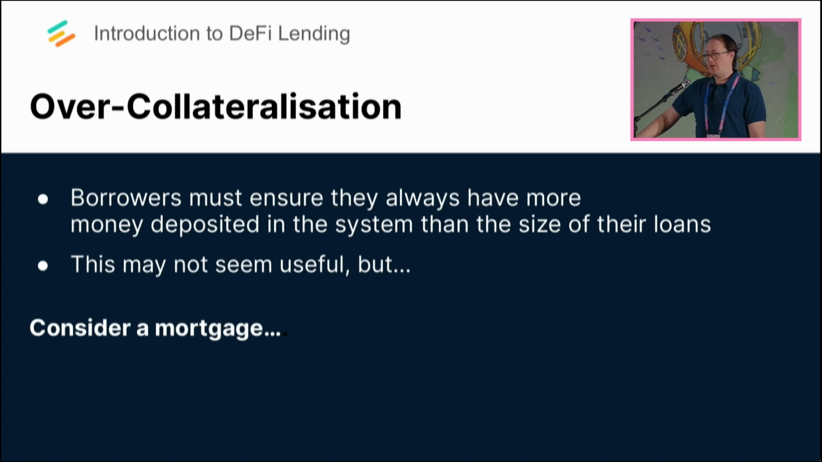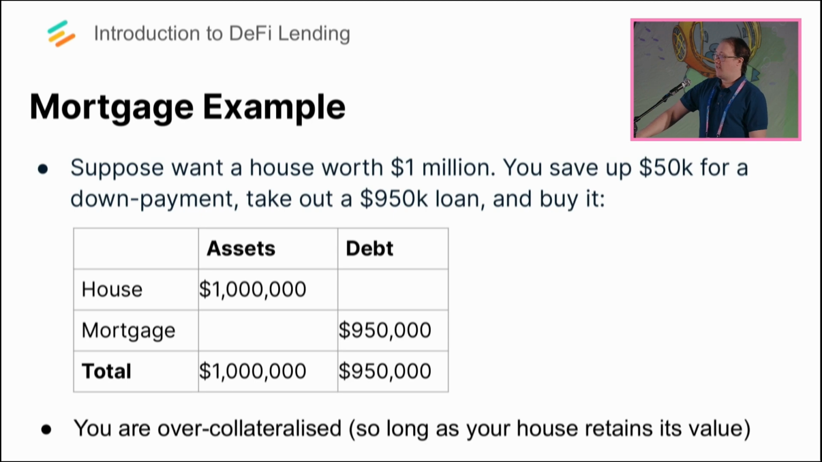Usually when I explain that to people, it doesn't quite come through, so I like to use this example of a mortgage. A mortgage is a loan you take out typically to buy a house. Let's say you want to buy a house of $1 million, save up a down payment of $50,000, and then you take out a loan, that's your mortgage, of $950,000. Then you buy the house. Let's look at what you have in your assets and debt columns. You have a house that's worth $1 million now because you bought it, but you have a $950,000 debt. You can see here that in this very typical case, your asset value exceeds the value of your liability, so you're over-collateralized.